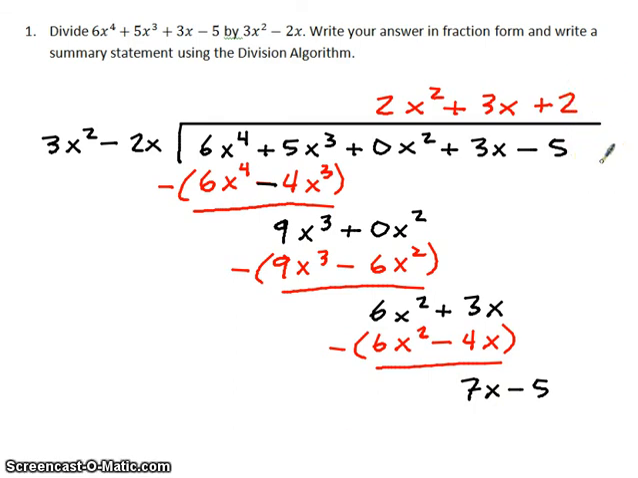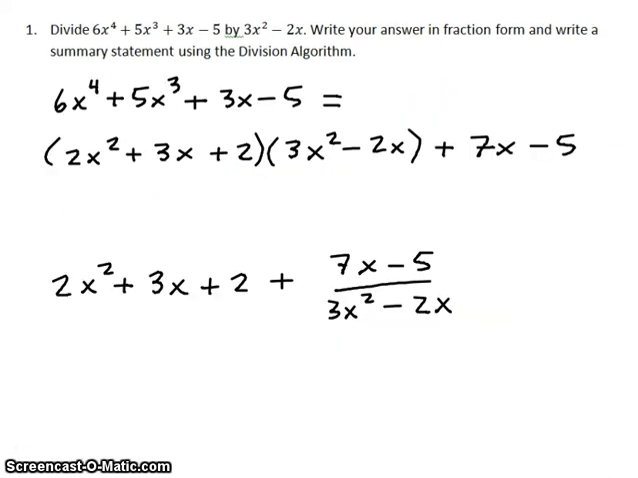We got to write our answer in fraction form and also write a summary statement using the division algorithm. Okay, so here we have our division algorithm where we have the quotient times the divisor plus the remainder is equal to the dividend. That's the division algorithm. And we also have our fraction form, which says the quotient plus the remainder over the divisor is equal to the dividend as well. So let's move on to the next problem here.